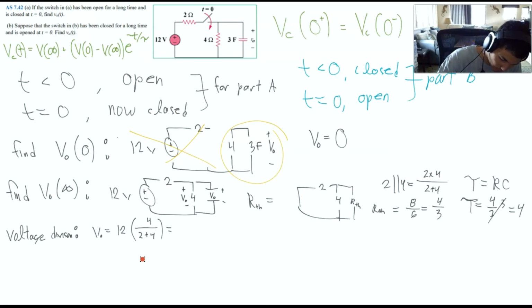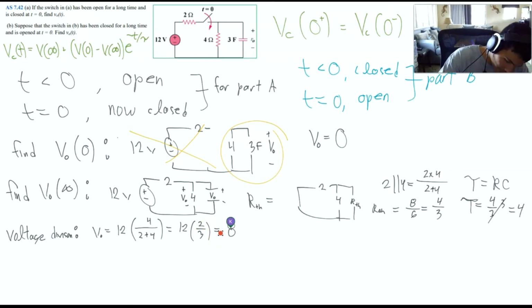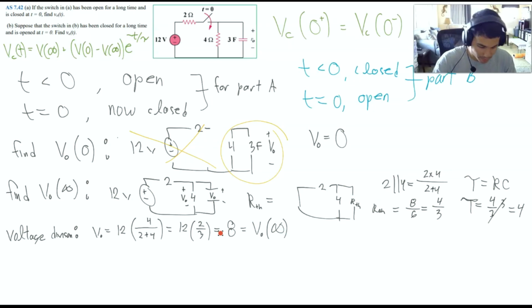So this is going to be what? 12 times 4 divided by 6. Well, 4 divided by 6 is 2/3. And then 12, well, 12 times 2 is 24. 24 divided by 3 is 8. Okay. And this is what? VO of infinity. Okay, so that's very important.